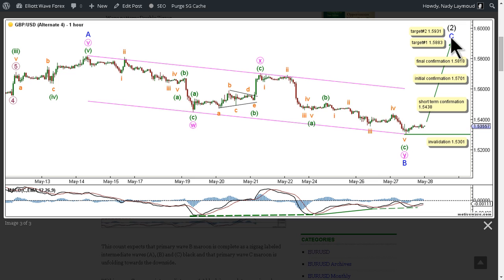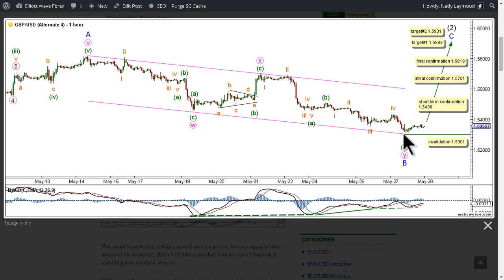We have two initial targets for the completion of wave C blue and therefore wave 2 black. The first target is at 1.5883, as at that level wave 2 black will reach 50% the length of wave 1 black, and the second target is at 1.5931, as at that level wave C blue will reach 50% the length of wave A blue. This count's invalidation point is at 1.5301, as within wave C blue no second wave may retrace more than 100% the length of its first wave.